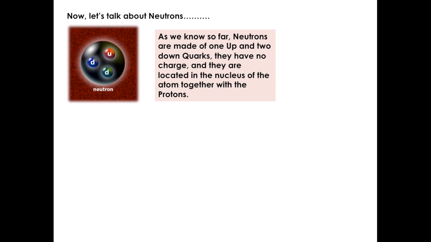Now let's talk about neutrons. As we know so far, neutrons are made up of one up and two down quarks. They have no charge and they are located in the nucleus of the atom together with the protons.